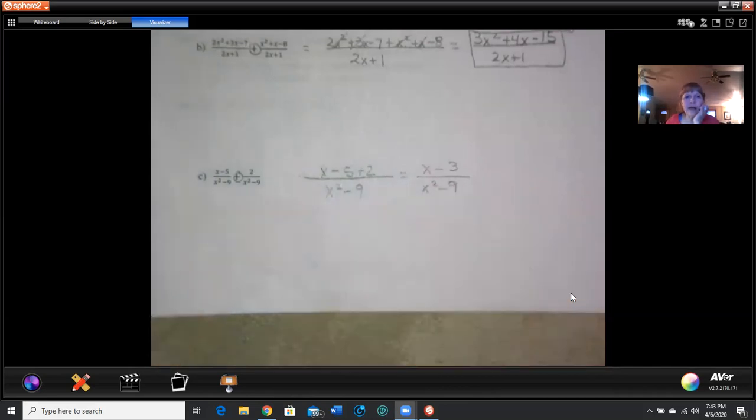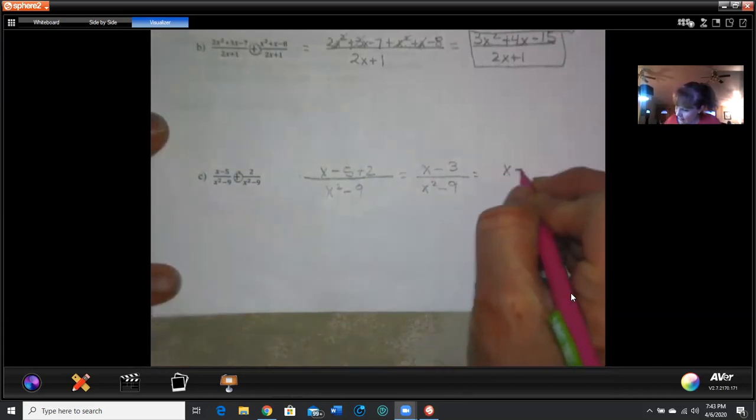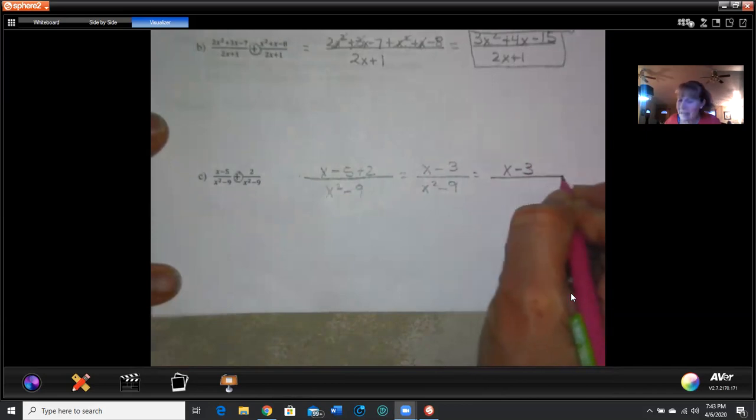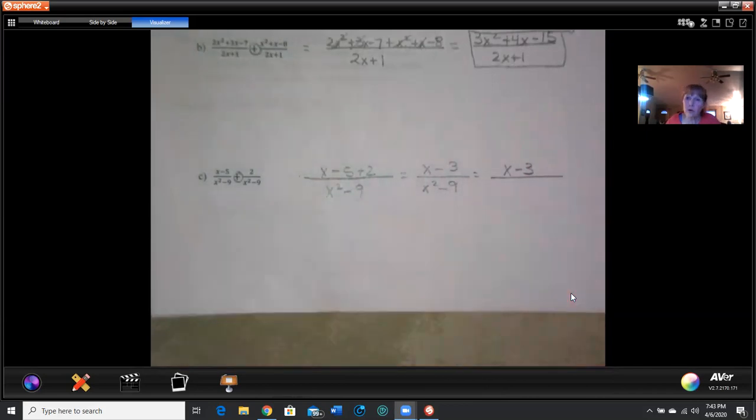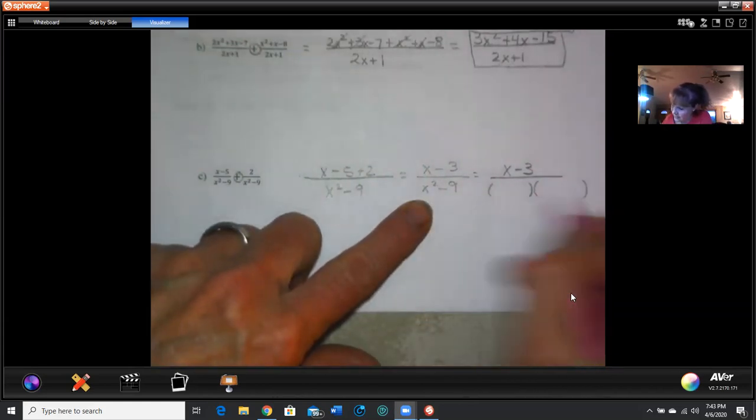Well, the numerator cannot be canceled, and the numerator cannot be factored. But let's see if we can factor the denominator and cancel, if possible. x minus 3, and so you need to factor in order to reduce. Let's go ahead and factor this.